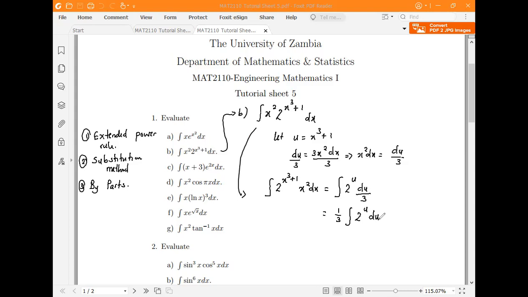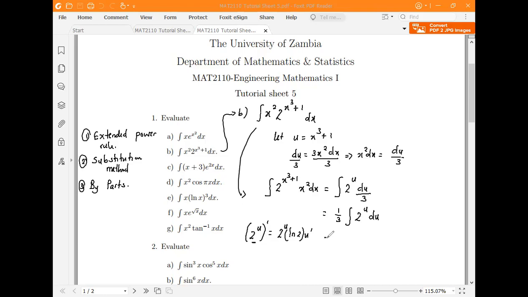Okay. So now how then do we integrate that? We understand very well that if you differentiate 2 to the power u, the derivative is going to be 2 to the power u times ln 2. Sorry, ln 2, not ln u. So you place a ln 2 there, times u prime. So this is the derivative of 2 to the power u.